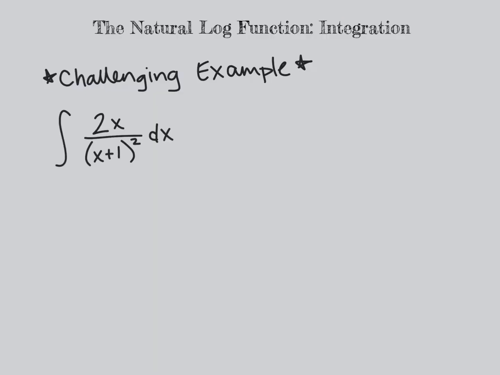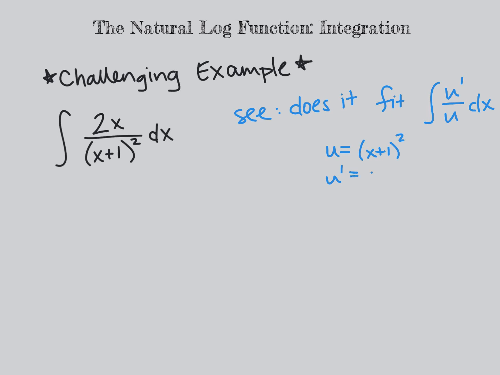This next example I called a challenging example because it is a little bit more challenging than the ones we've seen so far, but it's not too bad. Let's see if this looks like the quotient form at all. Our denominator is x plus 1 quantity squared. Let's just see if it looks like that quotient form of the integral of u prime over u dx. In this case, our u would have to be x plus 1 quantity squared, and then u prime, using the chain rule, would be the 2 out front, this raised to the first, and then multiplied by the derivative of the inside, which is just 1.